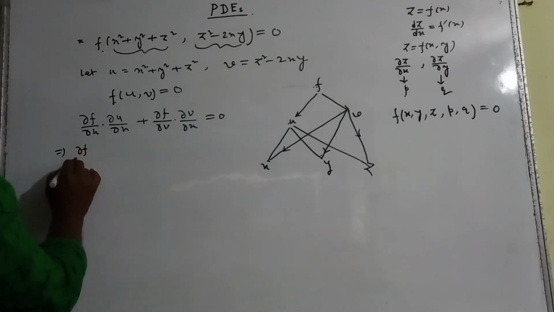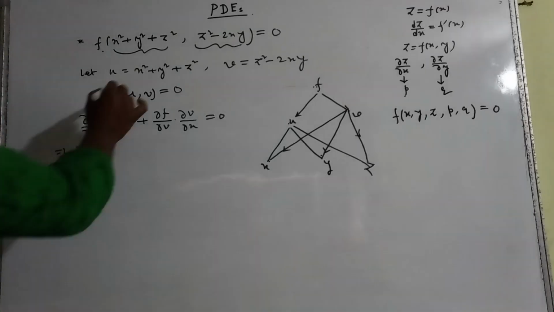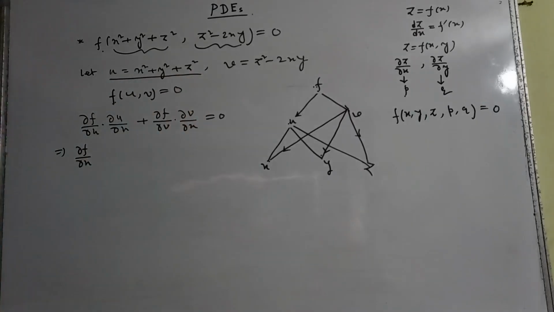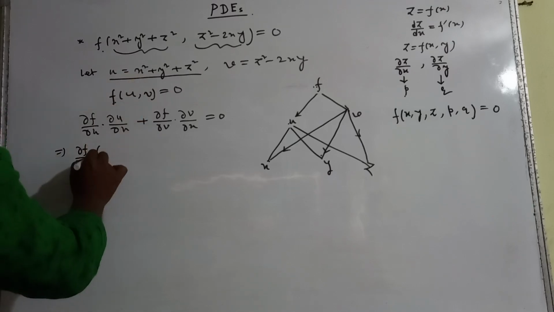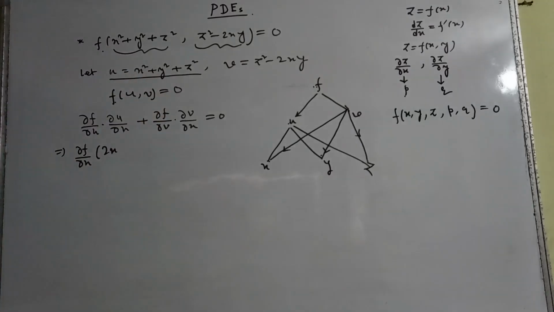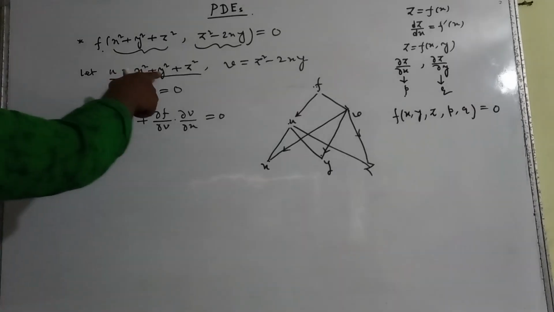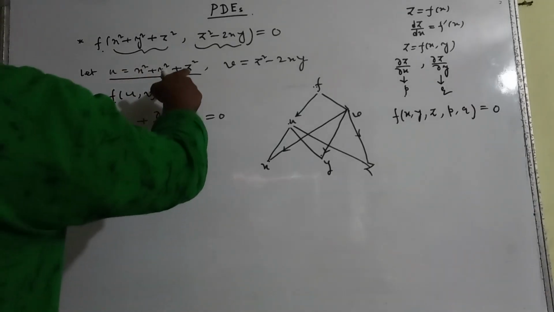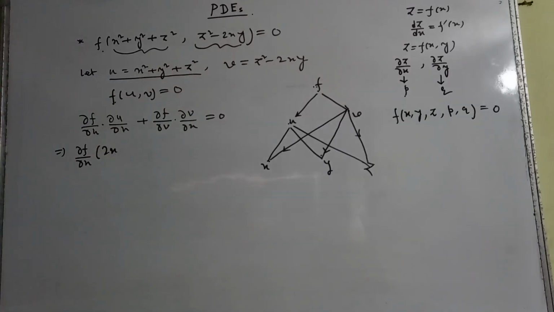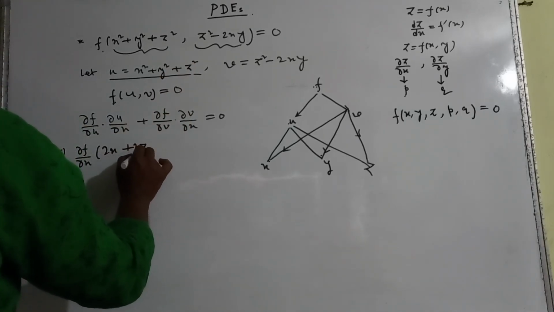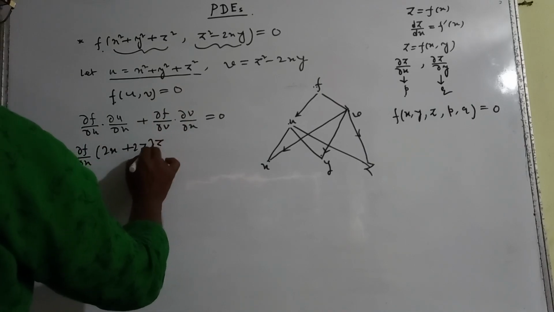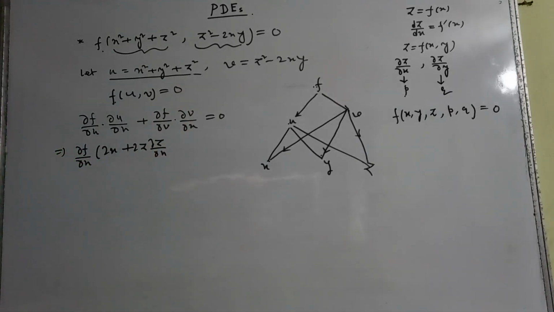This is equivalent to del f del u times del u del x. Del u del x, how? Derivative of x square means 2x. Y square derivative means 0, because for the partial derivative with respect to x, we take y as constant. And z is a function of x and y, because z is a dependent variable. So the derivative of z square is 2z into del z del x, which means p.